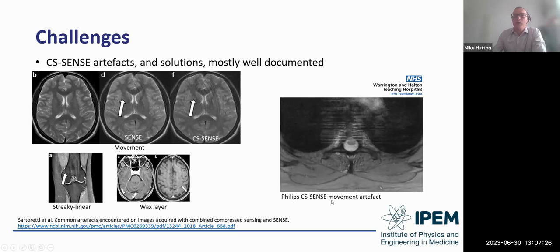right hand side where a volunteer coughed during a CS SENSE acquisition, and there's quite a significant, quite a serious artifact across that image. When they did the same with a standard SENSE acquisition, there was no such artifact, so it was related to the CS SENSE reconstruction.